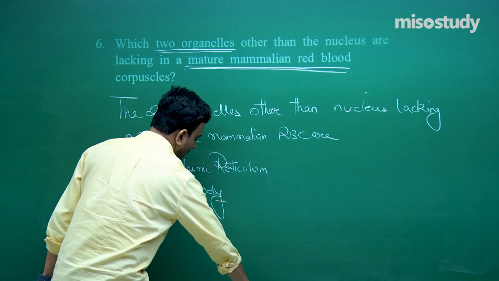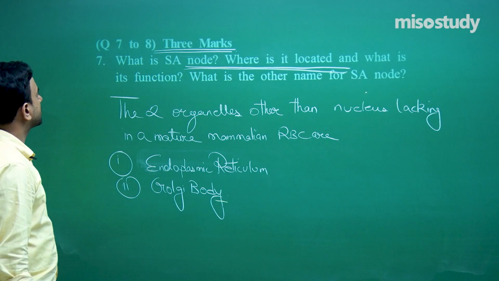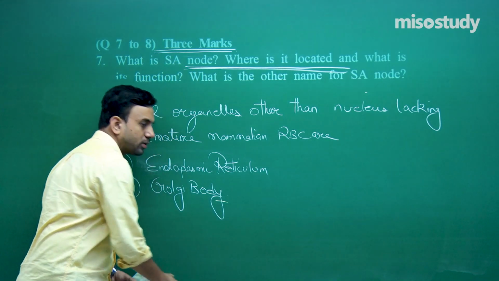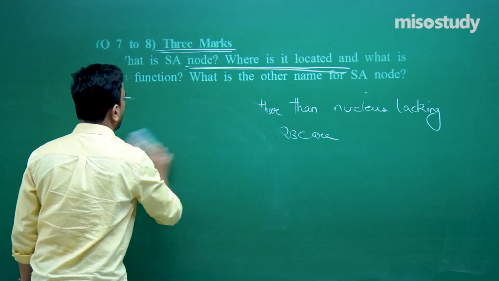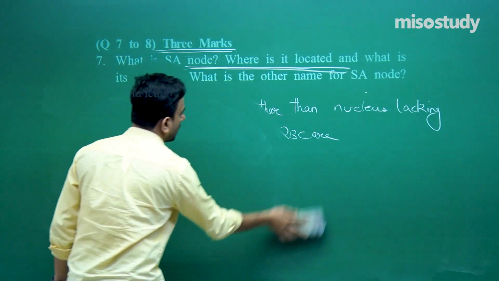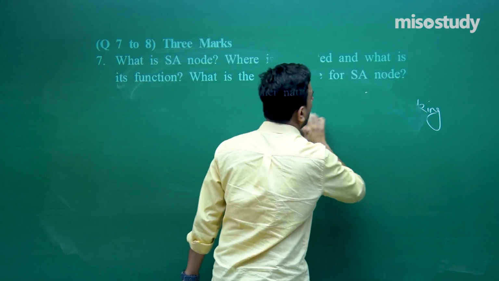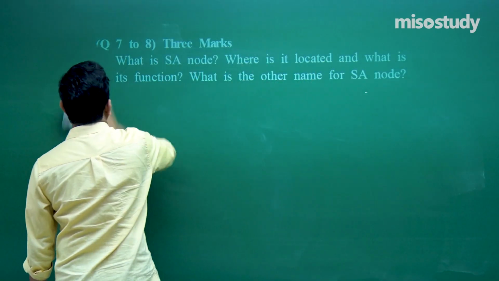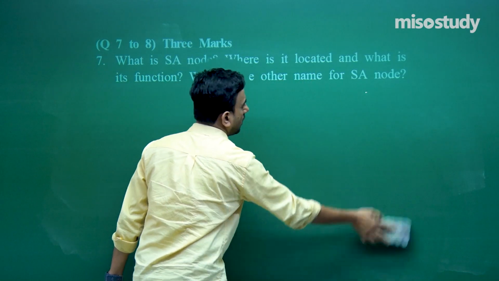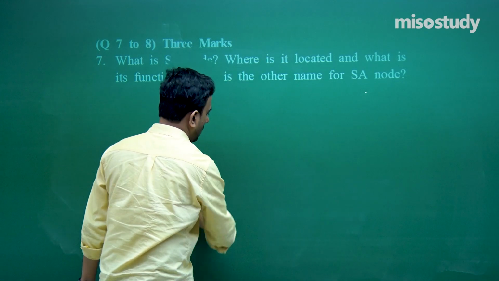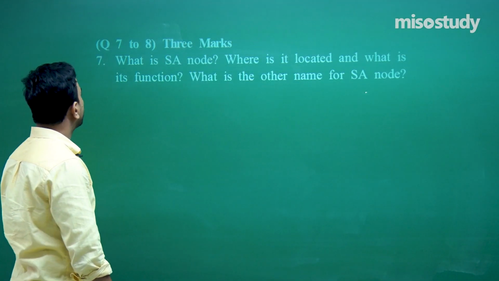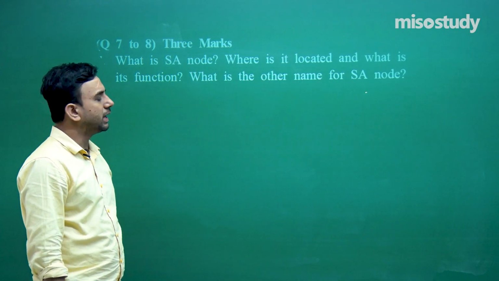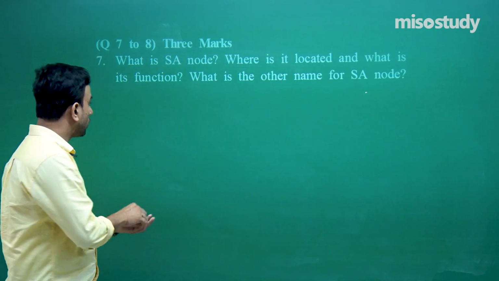We move on to the next question. What is SA node? Where is it located? And what is its function? What is the other name for the SA node?